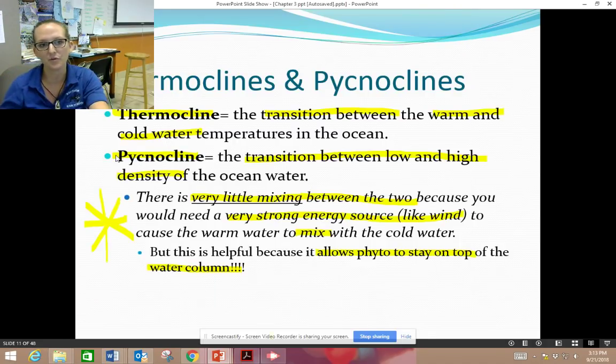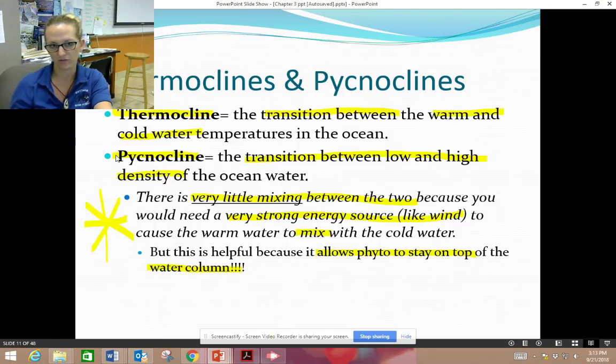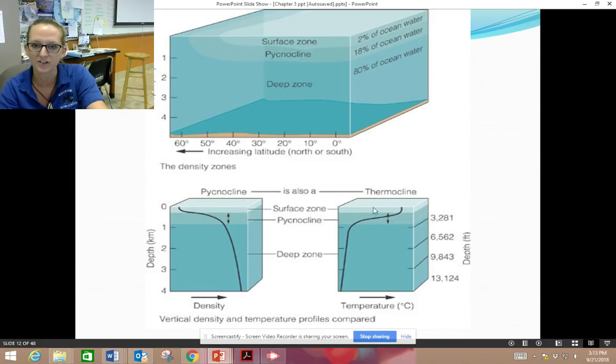Okay, a pycnocline. Thermo pertains to thermal energy; pycno is density. So this is a transition between low density and high density water. Here's your pycnocline. It looks backwards of the thermocline, but that's because what you don't see here is different temperatures. Up here might be like 38 degrees Celsius, and over here will be zero. It is important to know that the thermocline never touches the axis, because at 0 degrees Celsius, water is frozen. The bottom of our ocean is not frozen. So temperature will continue to decrease, but it can never touch the axis.